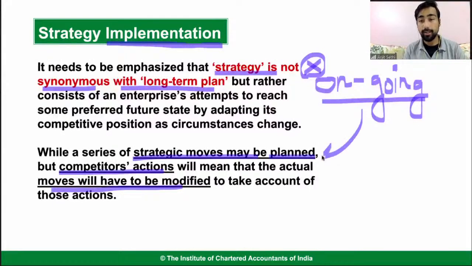Why is it ongoing? Because even if you say, "No, we have made a long-term plan, this is what I want to achieve, this is how I want to achieve it," that is strategy. Agreed. But what happens? How competitors react, how the environment changes, everything can change, right? Then your long-term plan will become zero if you do not keep reviewing and analyzing it. And that is what strategy is. Strategy is basically an ongoing plan. It is not a one-time long-term plan. It is an ongoing activity, right?